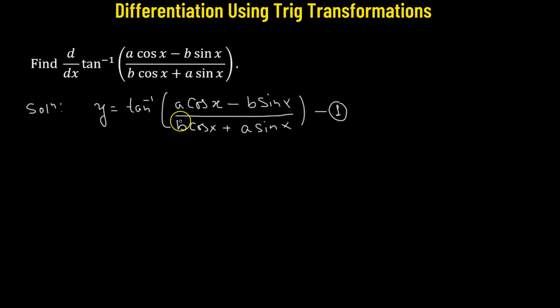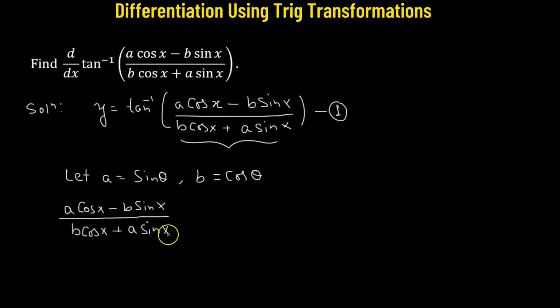So what we'll do, we'll try to simplify the given trigonometric expression by using some transformation. So we'll start with the expression given within the parentheses, and our goal will be to make it into some tangent function. So let's begin. Here we'll consider a to be equal to sine theta and b to be equal to cosine theta. Then in place of a, we have sine theta. So this will be multiplied to cosine of x minus b. So b is cosine theta.